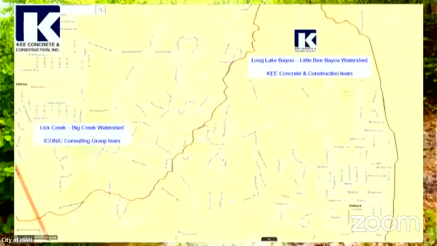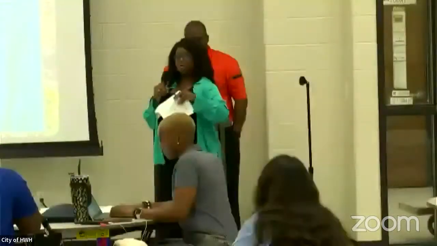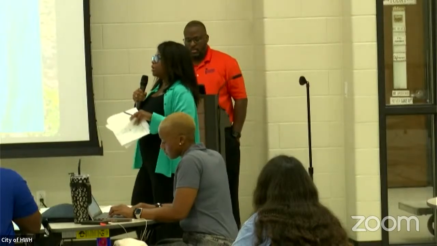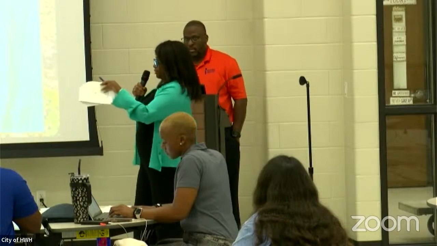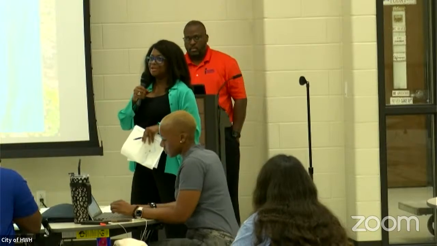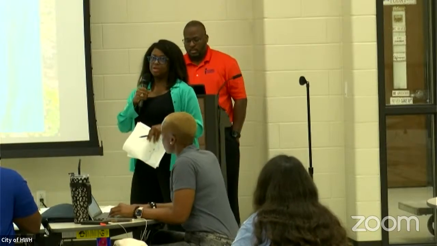This is just a slide that shows you the proximity between the Long Lake Bayou, Little B Bayou watershed and the Lick Creek, Big Creek watershed. There was some confusion at times among residents of which watershed am I located in? And if you're still wondering which one you're located in, one of us will be able to help you tonight. Keith has already talked to you about his team being here and the resources to help you locate or to discuss the alternatives. We also will stay afterwards. There's some maps that are out front that talk through some of these alternatives so that you'll have a good understanding of what will impact the area that you reside in.